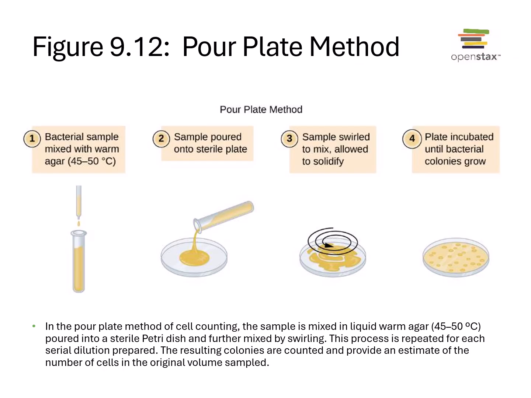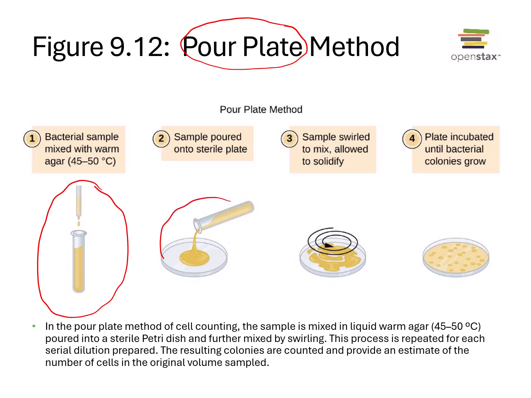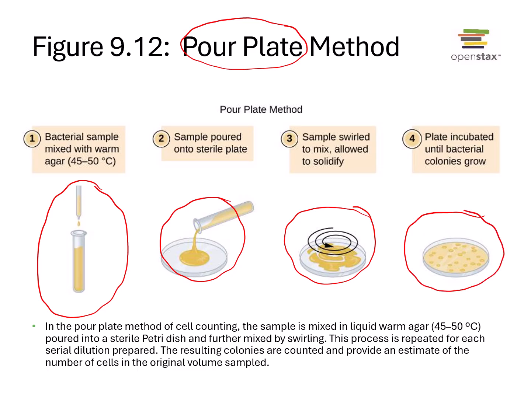So after we perform the serial dilutions, we can perform the pour plate method or the spread plate method. Here we have the pour plate method, and what happens is we mix our sample with warm agar before it solidifies, and we pour that onto a sterile agar plate, swirl it to make sure it spreads out evenly, and then let it solidify. Once it solidifies, we incubate them in the incubator upside down for about a day or two, and you'll see colonies form both inside the agar and on the surface of the agar that can be countable after a day or two.